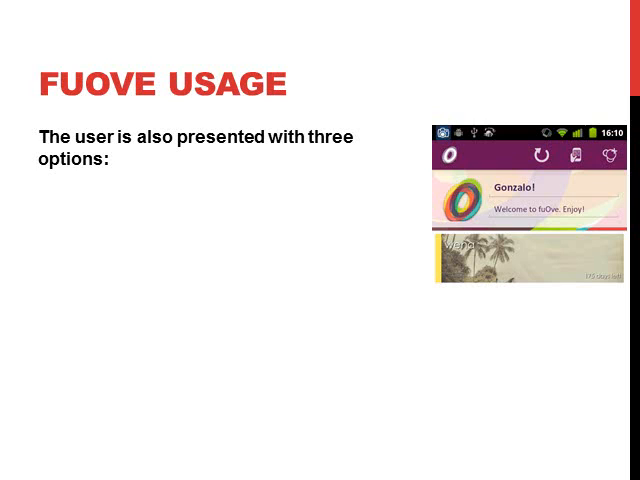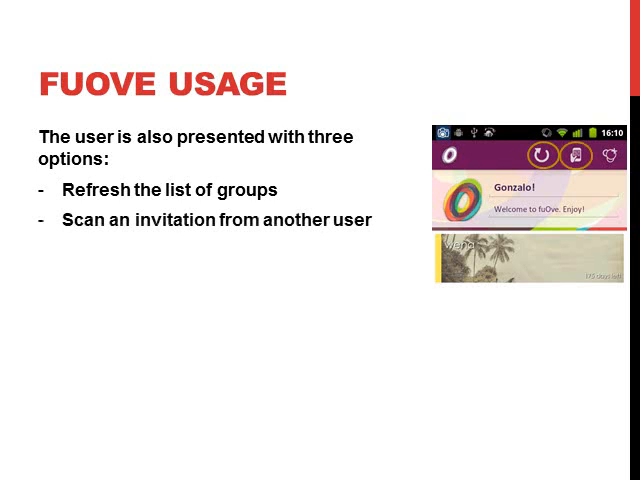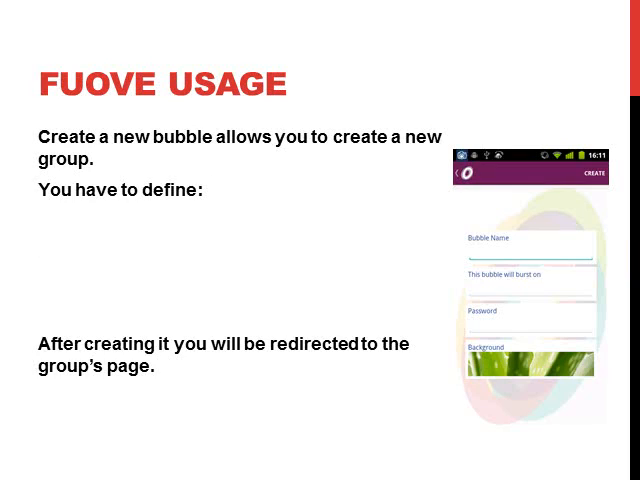You will also have three options to play with. The first one is to refresh the list of groups that you belong to. The second one is to scan an invitation from another user to join a group. And the last one is to create a new bubble or group.